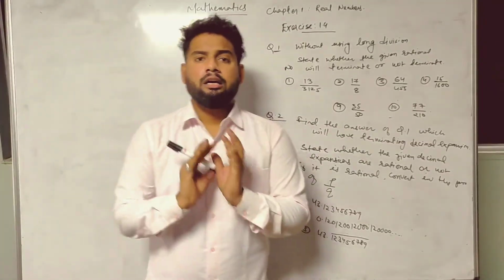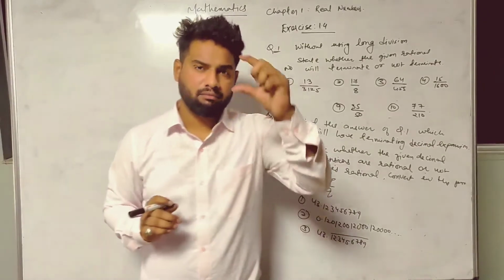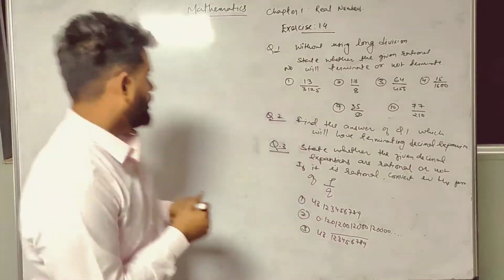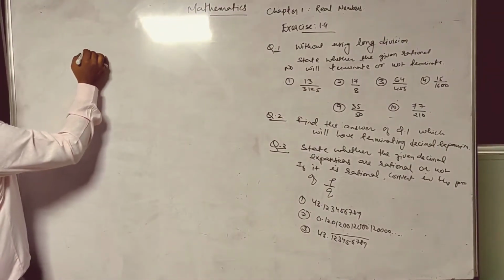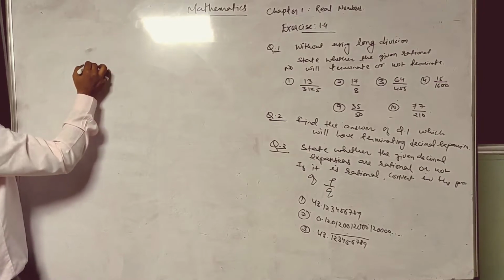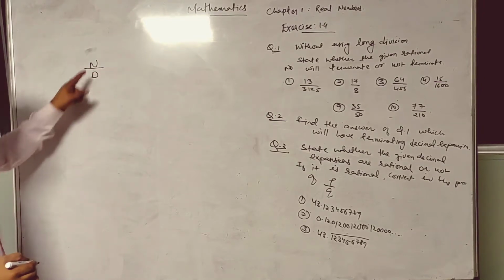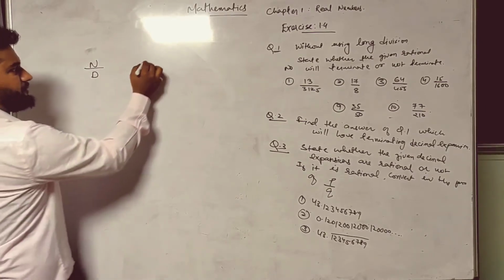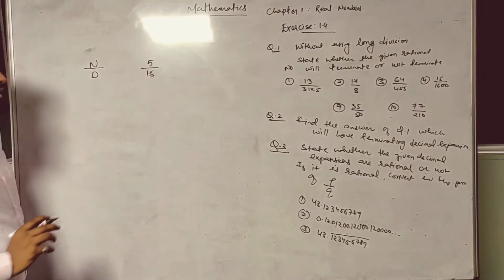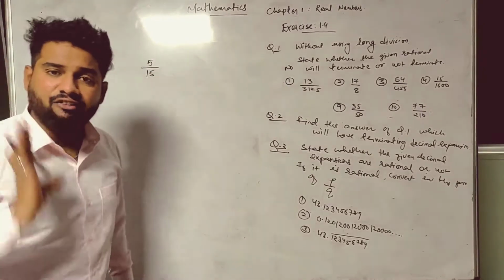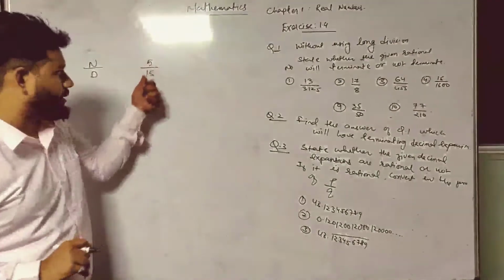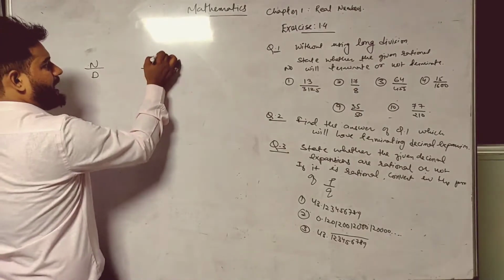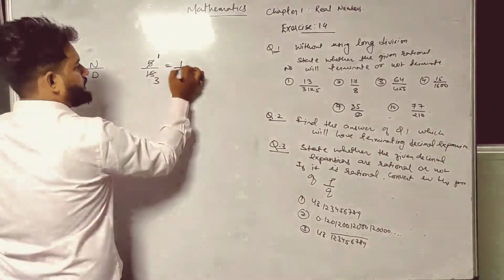So moving further, how can we say that a particular rational number will terminate or not terminate? For that, any rational number can be written in the format of numerator upon denominator, and they should not have any other common factor. For example, suppose 5 upon 15 is there. It is not in the standard format of a rational number because it has a common factor. You can cancel it: 5 1s are 5, 5 3s are 15. So your answer is 1 by 3.